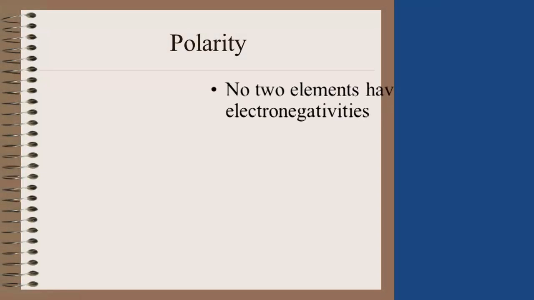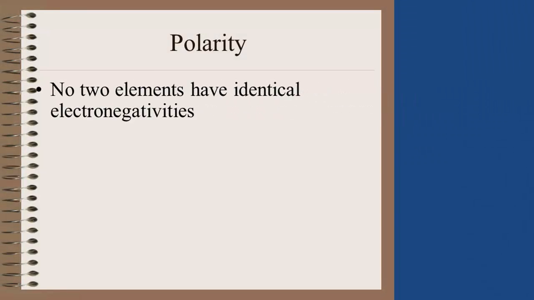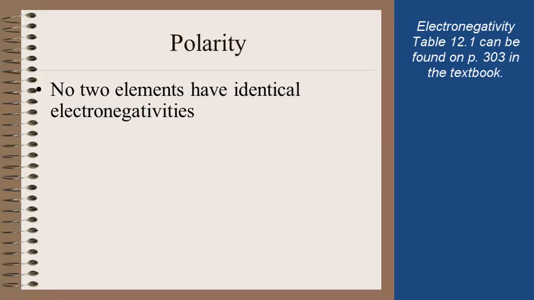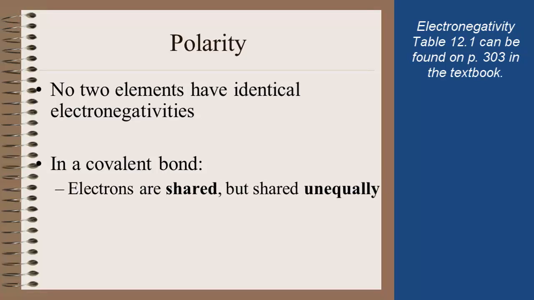So this idea of polarity stems from the fact that when we compare elements and we determine what kind of bond it is, we look at their electronegativities. And all the elements have different electronegativities. So in a covalent bond, and this would be one that's formed when you have a small difference in electronegativities, or a relatively small difference, the electrons are being shared, but in most cases they're being shared unequally.